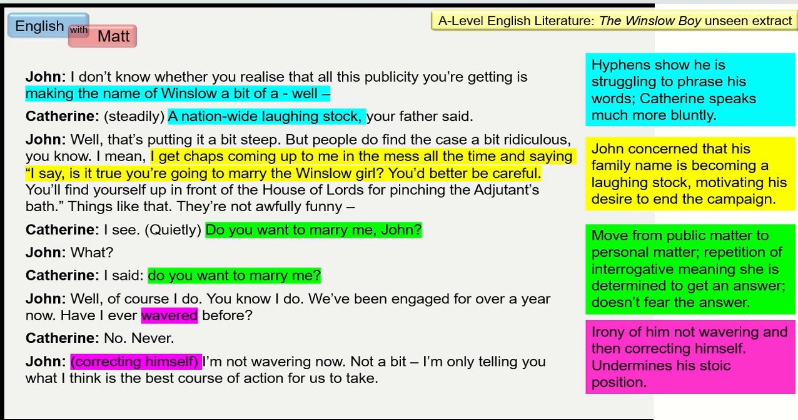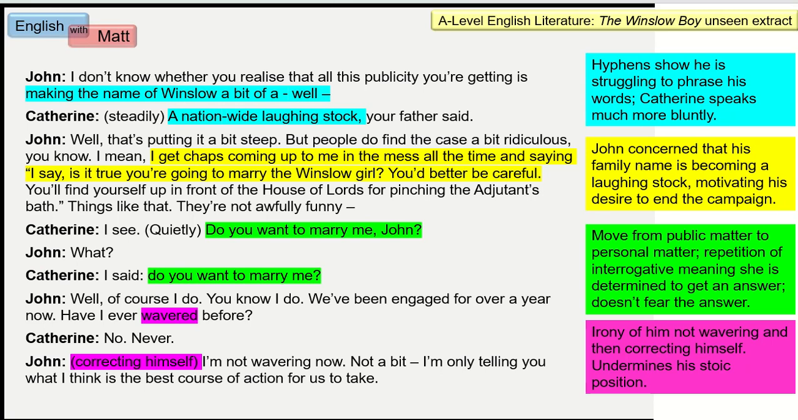And in the yellow section, John says, "I have people coming up to me all the time saying, are you marrying that Catherine girl, that Winslow girl? You better be careful because otherwise she might be starting to accuse you of things." So John is very much motivated by a family name and also lineage, I think. And he doesn't want to be associated with a woman who just won't give up over a relatively trivial campaign.